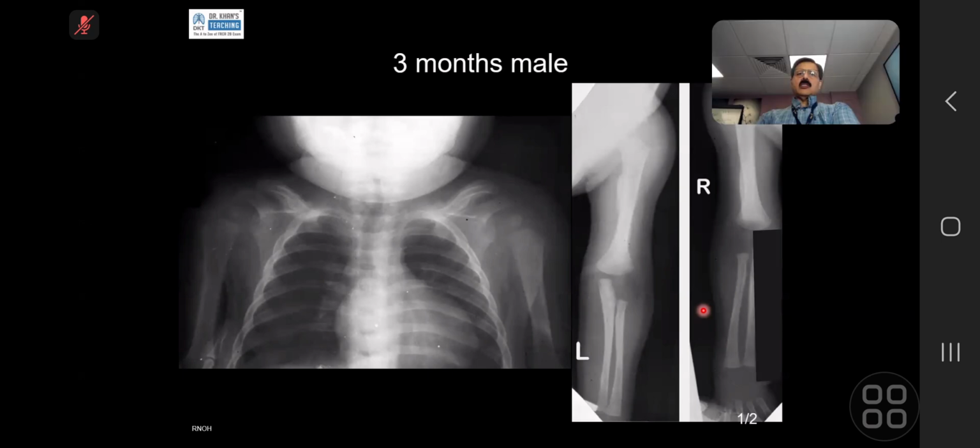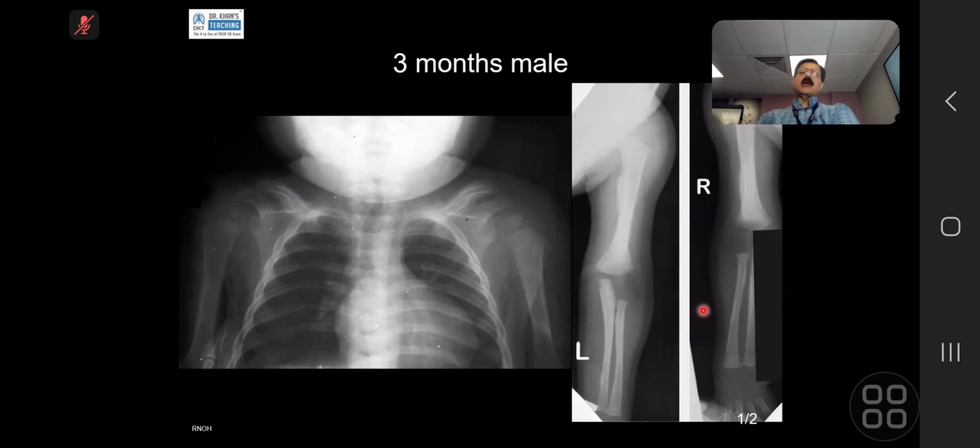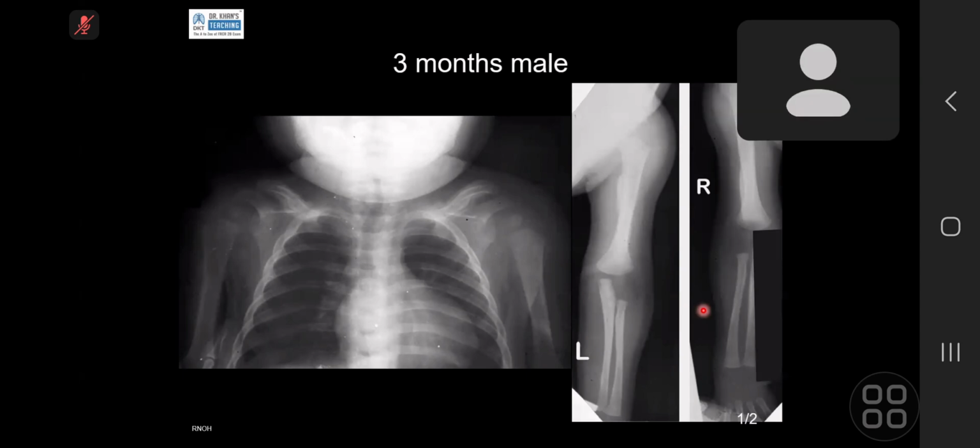This is your last case, and then we will go to candidate 6. Okay, what is your diagnosis here? Go through your findings.